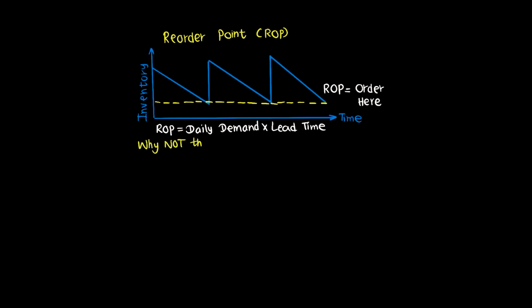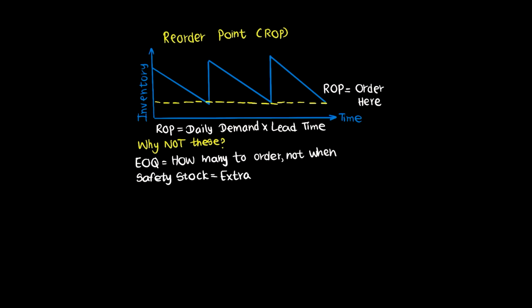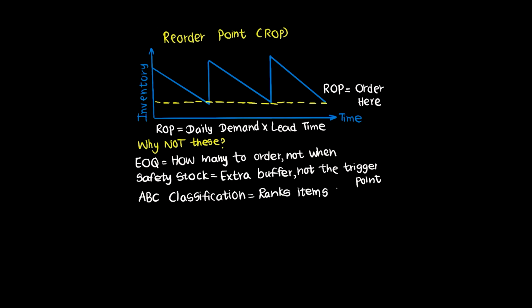Economic order quantity tells you how many units to order each time, but it does not tell you at what inventory level to pull the trigger. Safety stock is the extra cushion you hold in case demand spikes or the supplier is late. It may factor into the reorder point calculation, but it is the buffer itself, not the trigger point. ABC classification ranks inventory items by dollar value for management attention. It has nothing to do with when to reorder a specific item based on usage and lead time.